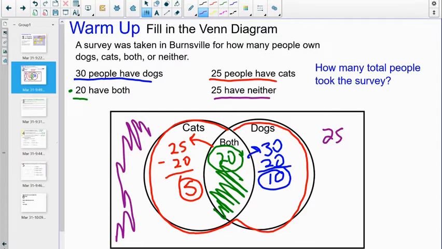So we have that completed now, but now it's asking us how many total people took the survey. To do that, we're just going to add up all the numbers that we just filled in. So we'll have the 5 people who have just cats, plus the 20 people who have both dogs and cats, plus the 10 people who have just dogs, and plus the 25 who had neither a dog nor a cat. And that's going to get you to, let's see, 30, 35, 60. 60 people total took that survey. So feel free to pause, rewind, or move at your own pace.